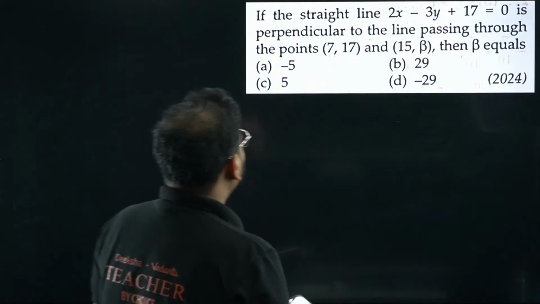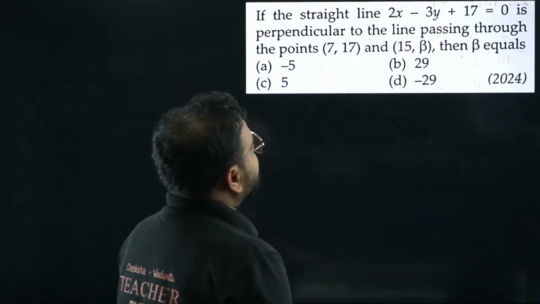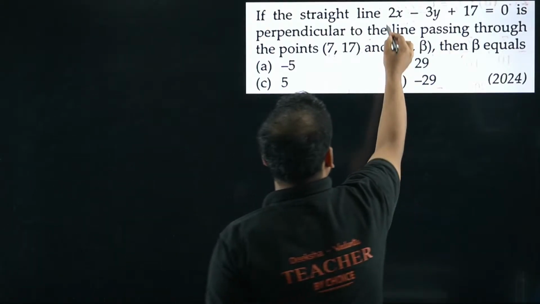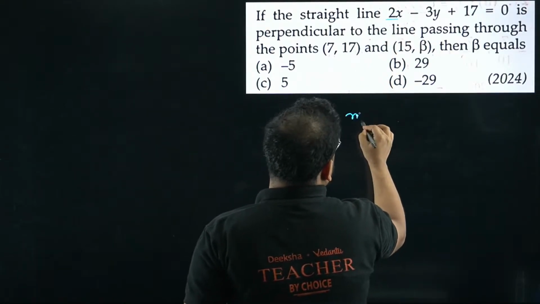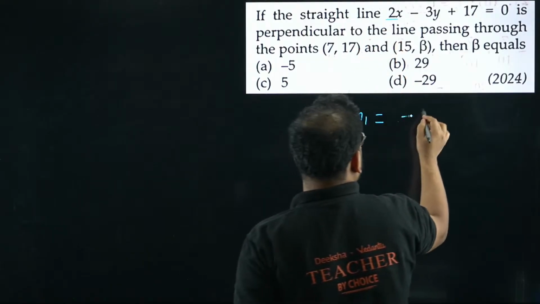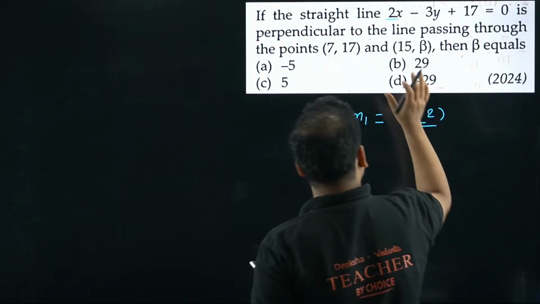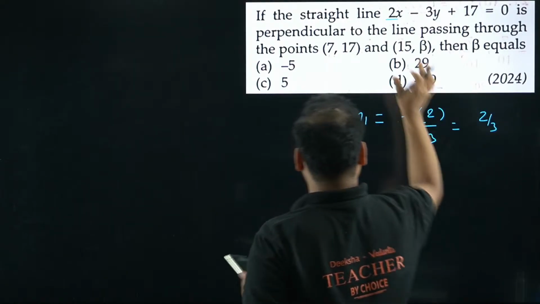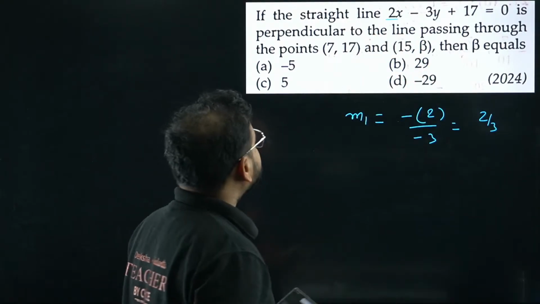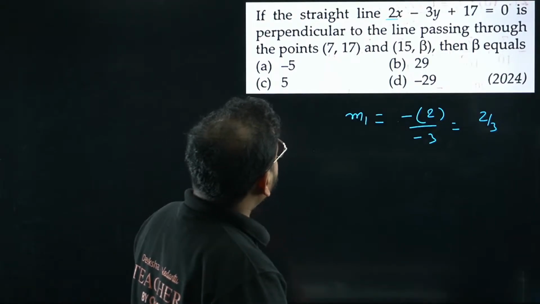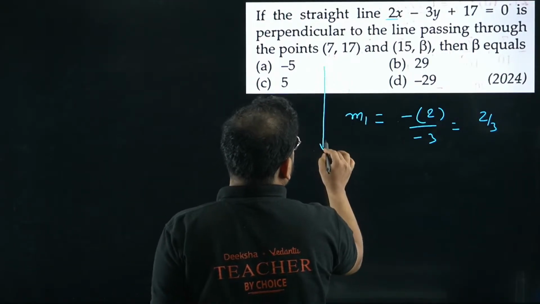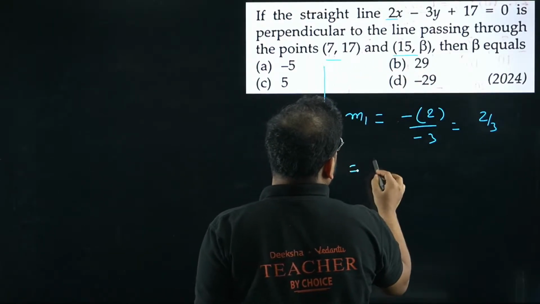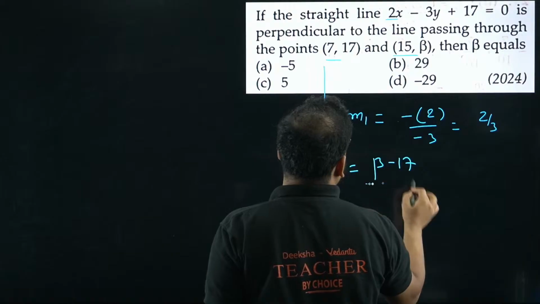Second question: if the straight line 2x minus 3y plus 17 equal to 0 is perpendicular to the line passing through this. Basically the slope of this line, if I'm calling it m1, is given by the negative of the coefficient of x, which is 2, divided by the coefficient of y. So minus 3, we have 2 by 3 as the slope of this line. And we can find the slope of the other line as m2 using the points that we have: b minus 17 divided by 15 minus 7.